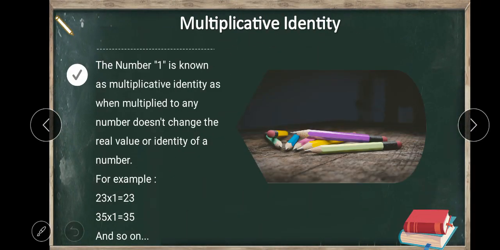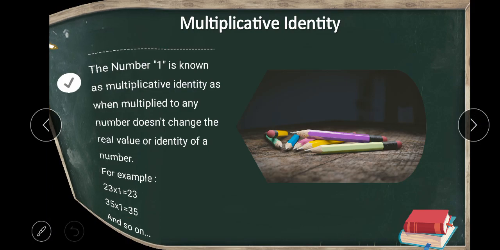Multiplicative identity. The number 1 is known as the multiplicative identity, as when multiplied to any number it doesn't change the real value of the number, or identity of the number. 23 into 1 is equal to 23, as given in the example. 35 into 1 is equal to 35. In the previous slide we saw the additive identity which was 0, and here the multiplicative identity which is 1.